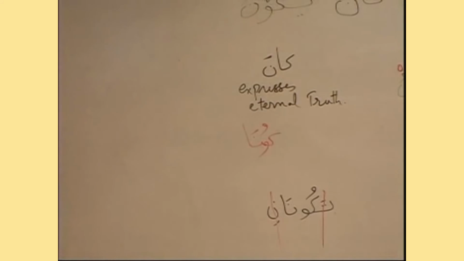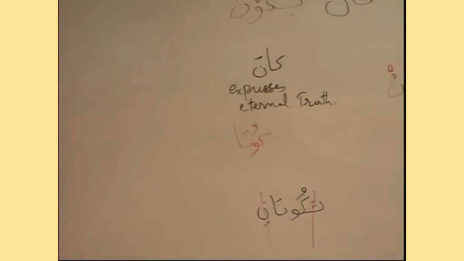So eternal truth, it refers to Allah subhanahu wa ta'ala. When we say kana tawwaban, he was most forgiving. He is and he will be. In that case, it is not just was. Always. Okay, brothers and sisters, I will write down two sentences regarding the eternal truth.